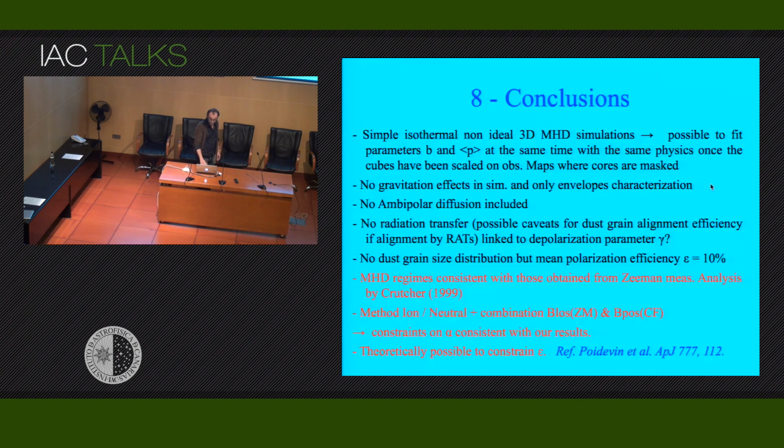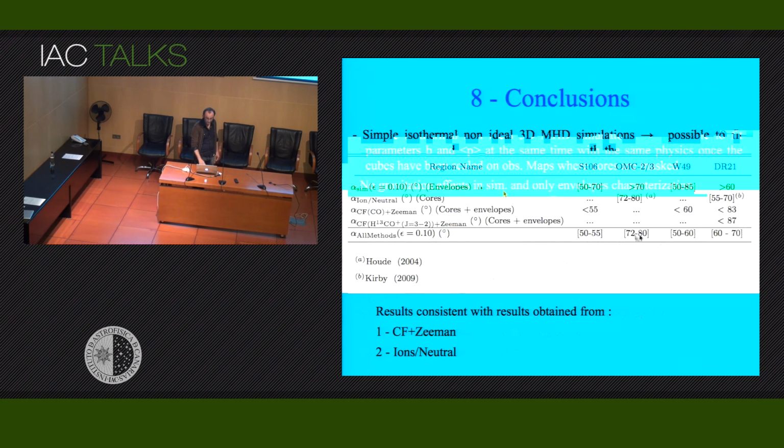And so that's the conclusion of the talk: with simple isothermal and non-ideal 3D MHD simulations, we can recover 2 parameters out of 3, because of the physics used in the models. We don't have gravitational effects in the simulations. That's why we avoid including the cores, the physics of the cores.